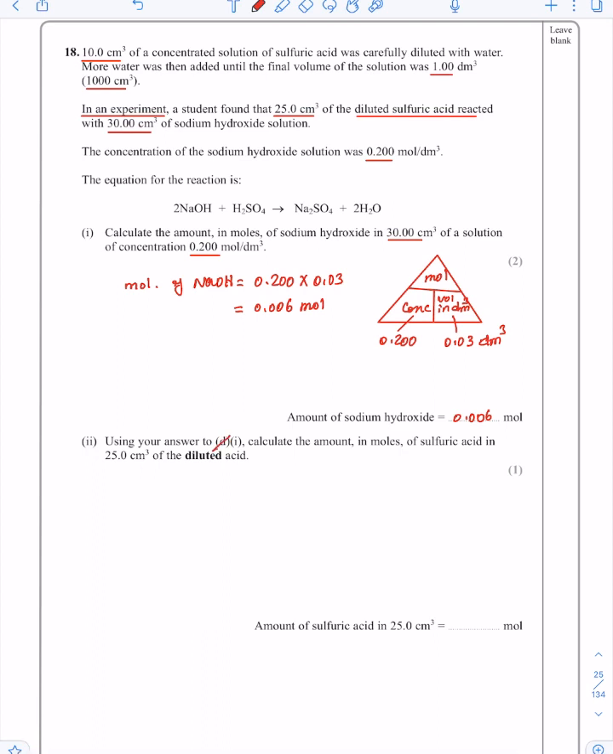Using your answer to I, calculate the amount in moles of sulfuric acid in 25 cubic centimeter of diluted acid. طيب هنعمل ratio between المولز of sodium hydroxide للsulfuric acid. الريشيو كام؟ 2 to 1، وده معناه ان المولز of sulfuric acid هي نص المولز of sodium hydroxide. فلو احنا مطلعين المولز of sodium hydroxide 0.006 يبقى المولز of sulfuric acid نصها يعني over 2، يبقى هنا 0.003 مول، يبقى نحط هنا 0.003 moles.